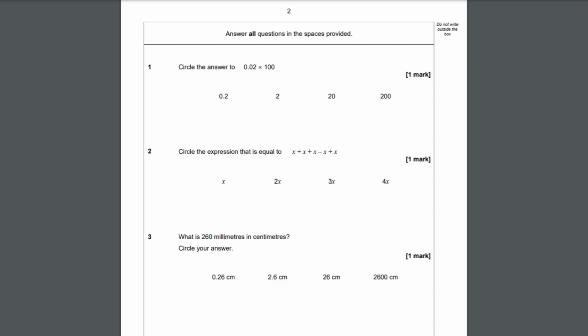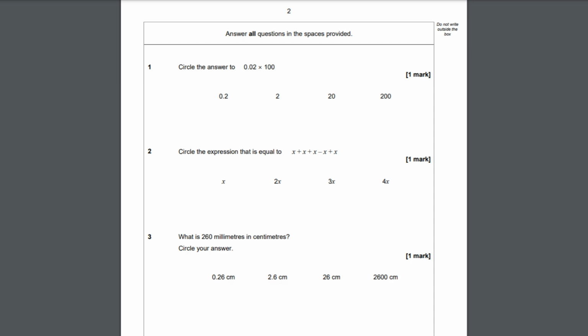Number 1, it's quite straightforward. We're timesing it by 100. It's a positive figure. We're just going to move the 2 to the left. So if you times it by 100, 1 to the left is 0.2, and then the answer is 2 because it's going to get moved to the left again.